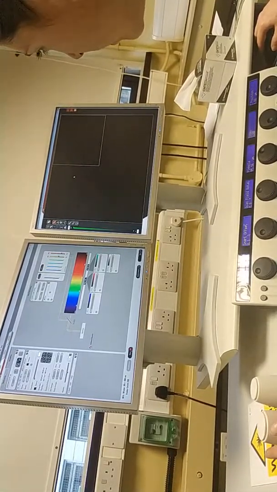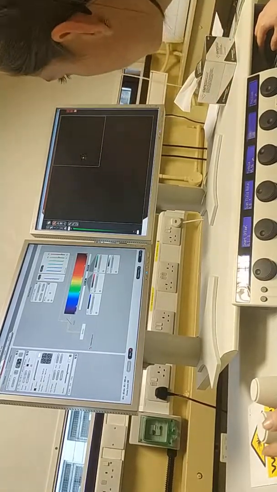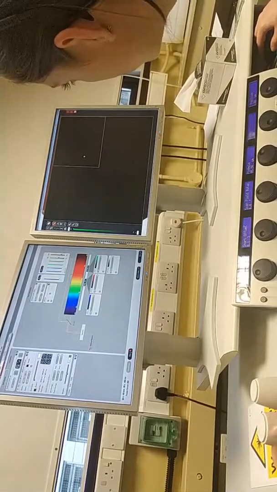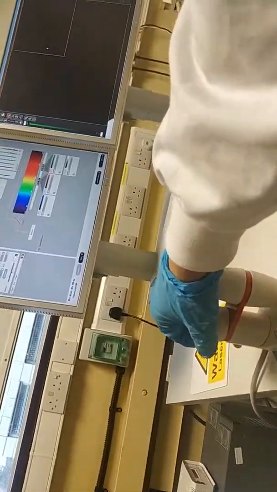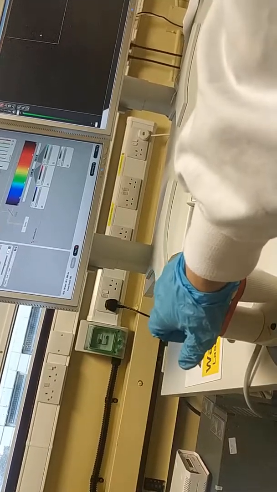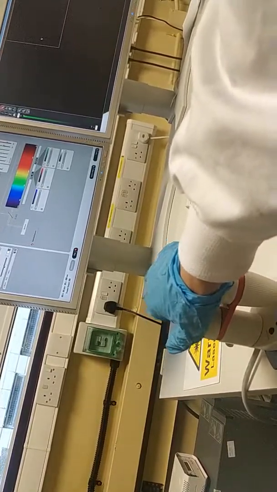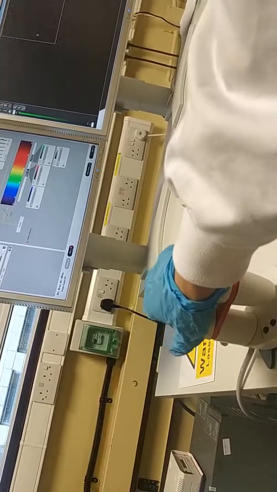In this case, we can't really see any fluorescence. I don't know if I am very far from the focus or if there is fluorescence. Give me a minute.